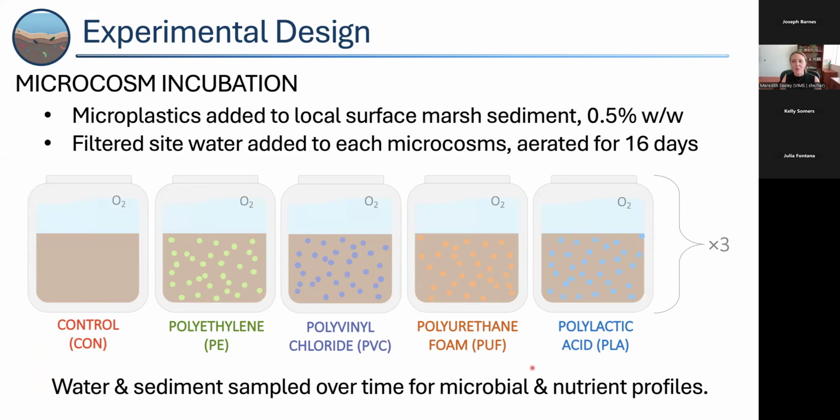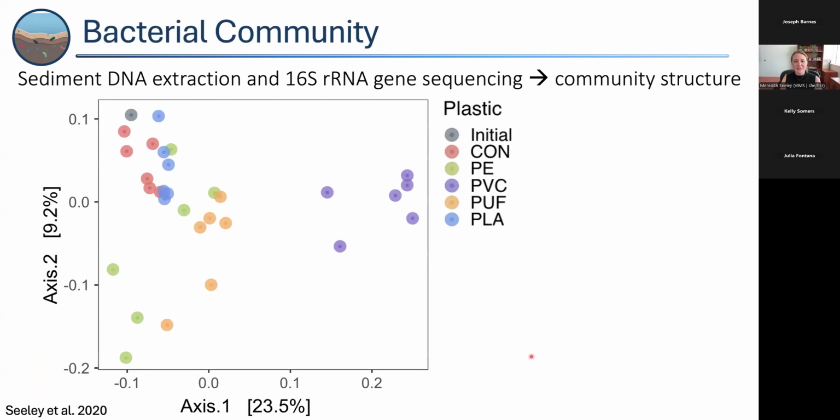They were incubated for a period of about 2 weeks, over which we sampled for water and sediment to look at the biogeochemical cycling and the microbial communities. I'll only have a chance to jump into a little bit of the results that we found there today. Here you're looking at a principal coordinate analysis for the bacterial community structure. All you really need to know for this is that each dot is a bacterial community. The different colors are different types of plastics that were amended to the sediments in which those communities were sampled. And the further apart the dots are, the more distinctly different those communities are.